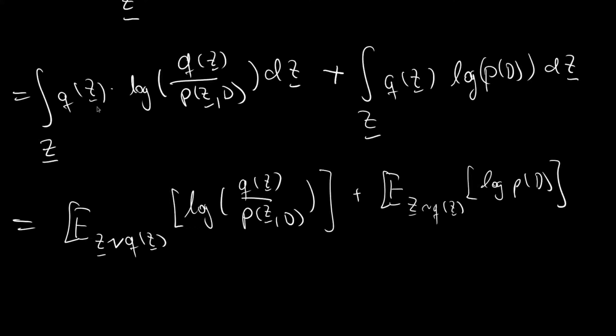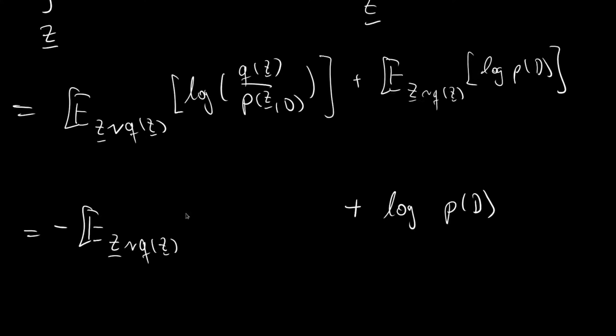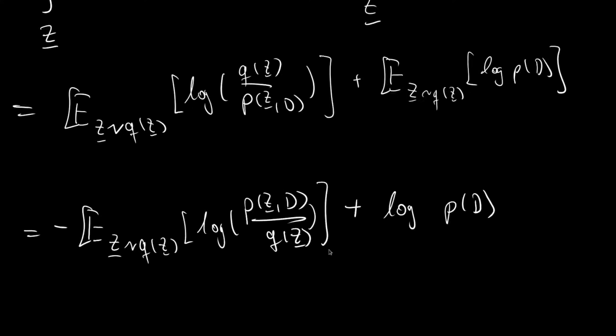Let us introduce another simplification or rearrangement, because the expectation over something that does not contain Z is just whatever the expectation was taken over. So we get here the logarithm of P of D, and here we have this quantity, but I will change the order in the logarithm, swapping numerator and denominator, and then I have to put out a minus in order to make this a valid change. So we have minus the expectation over Z distributed according to Q of Z of the logarithm of P of Z and D divided by Q of Z, closing brackets for the logarithm and closing brackets for the expectation.